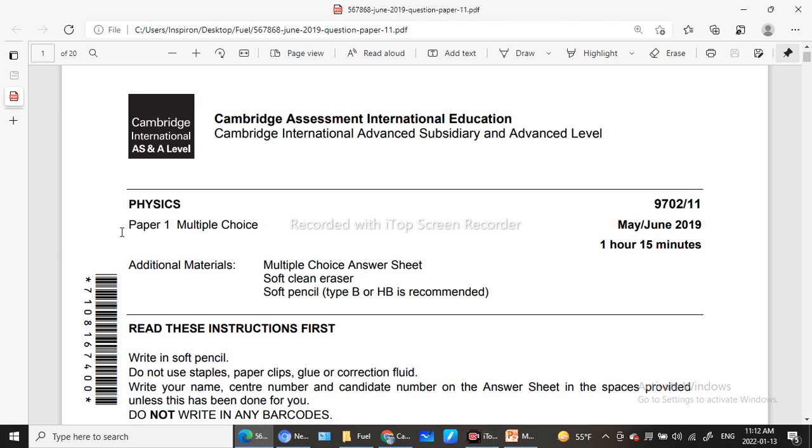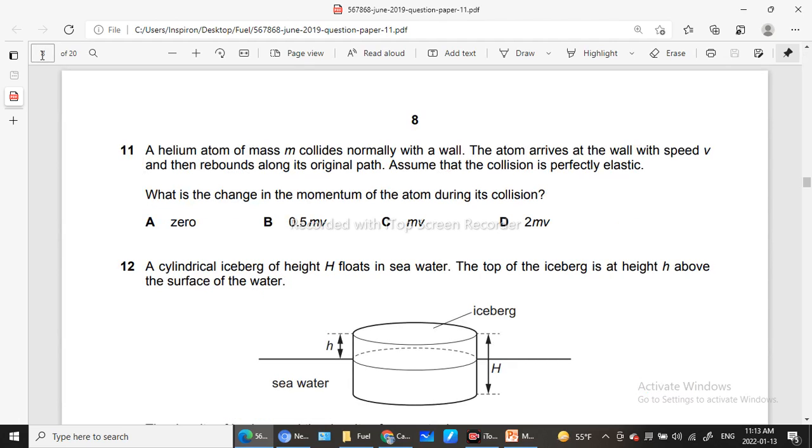In this Paper 1 multiple choice, Cambridge International AS and A Level Physics, May-June 2019. Question 11.